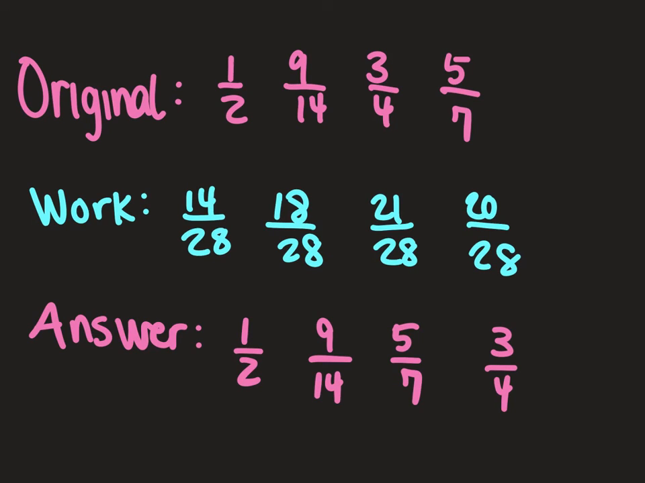So they were almost in order, weren't they? 1/2, then 9/14, then 5/7, then 3/4. So I got 28 as my denominator, times by 14, times by 14, times by 2, times by 2, times by 7, times by 7, times by 4, times by 4. Use my numerators, 14, 18, 20, 21, and put the pink numbers back in order least to greatest.